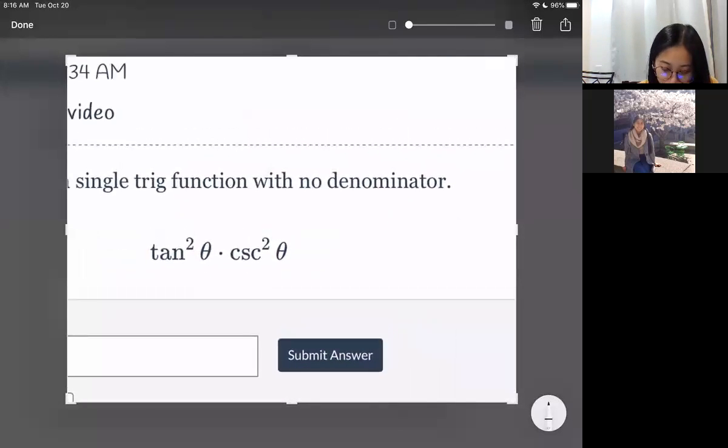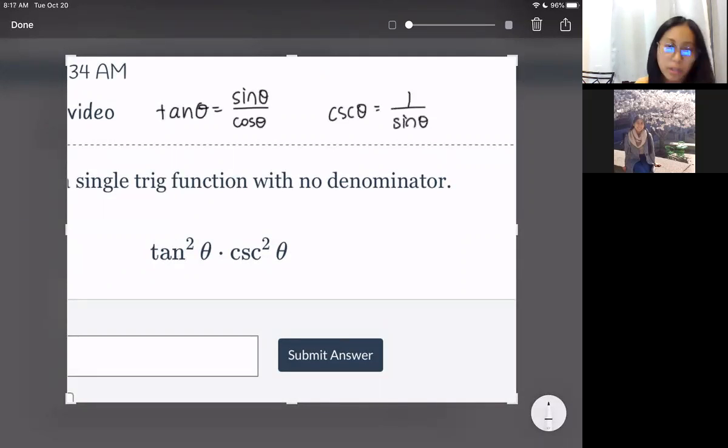Okay, so remember that tangent is sine over cosine. And remember that cosecant is 1 over sine. Okay? So let's rewrite everything out. We have sine over cosine squared.